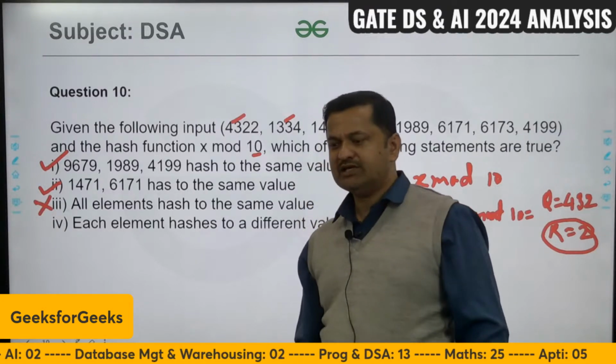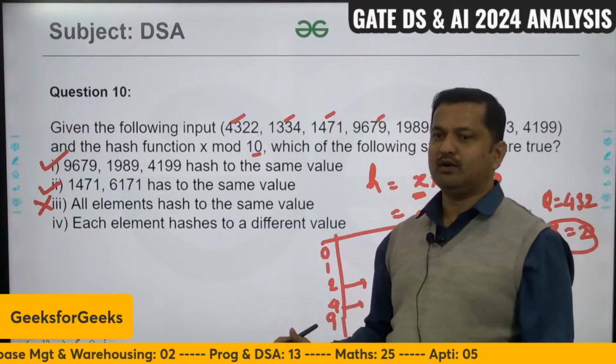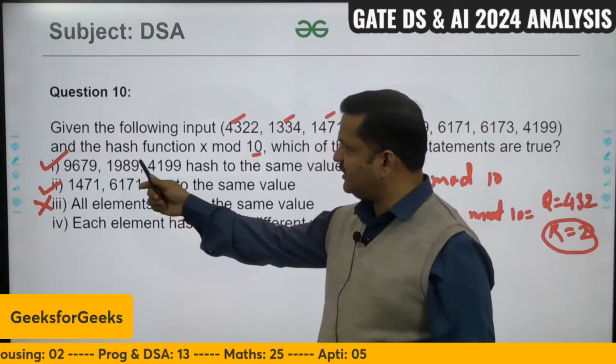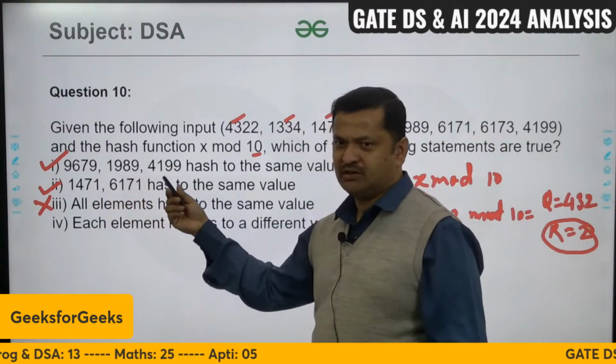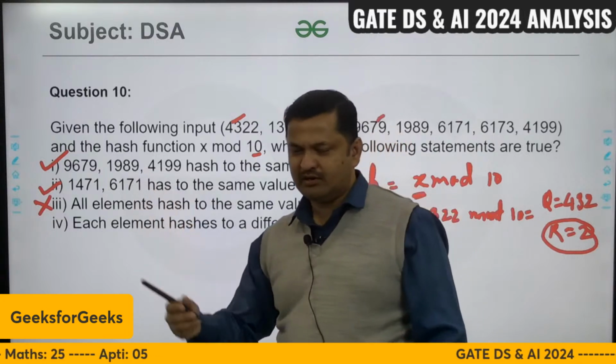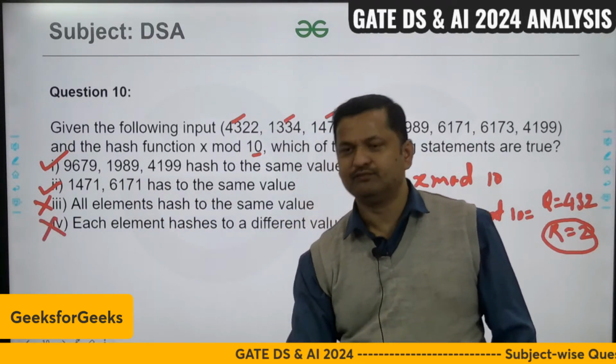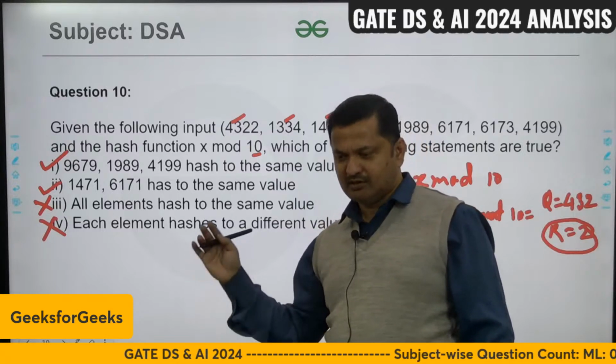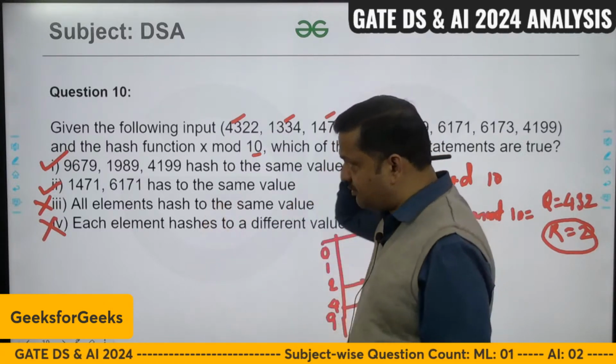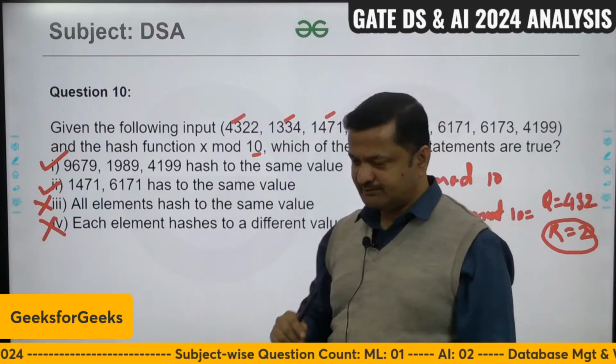All right. Each element hashes to a different value. Again, that is the wrong option, because here we can see that this is a collision. Since that is a collision, all elements cannot have distinct locations. So option 4 is also wrong. So here we have two options: option number 1 and option number 2 are the correct options.